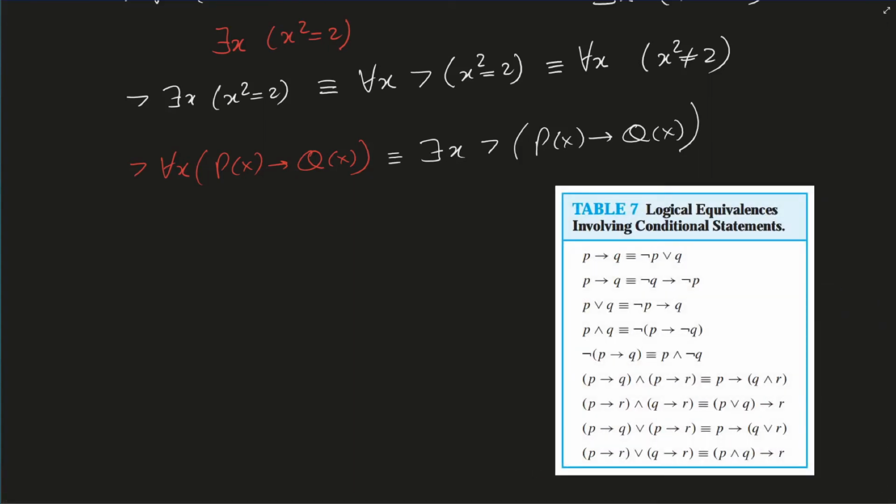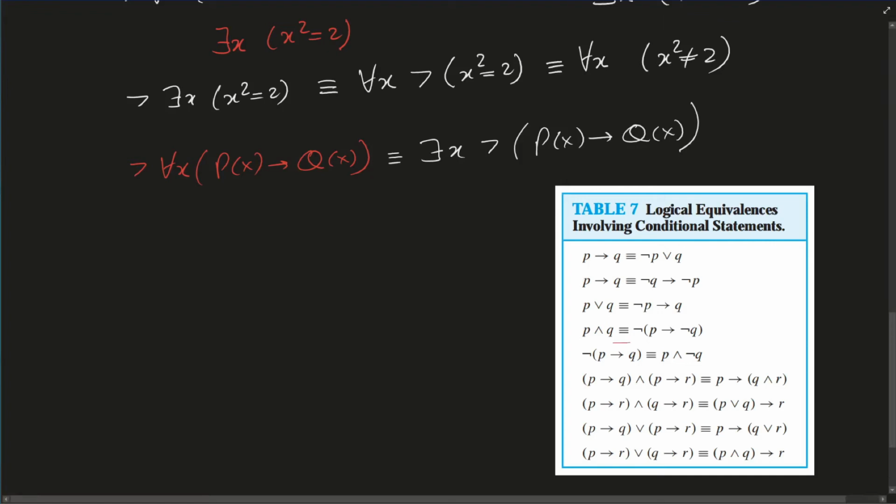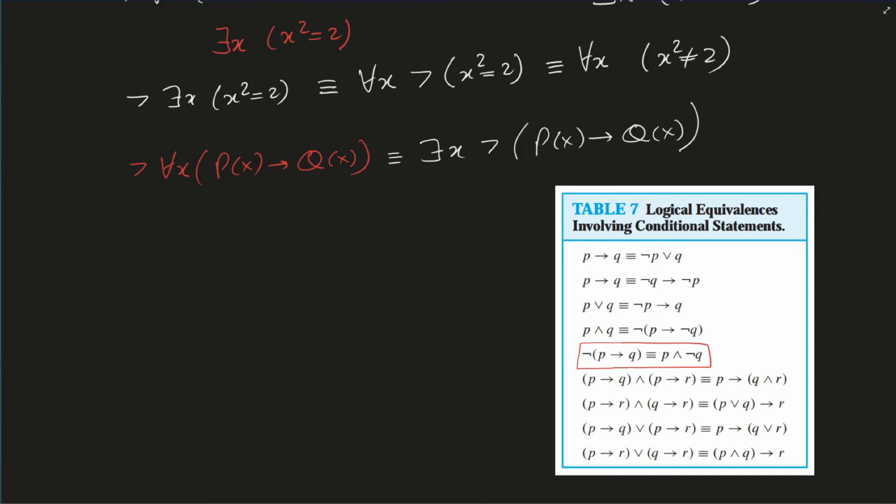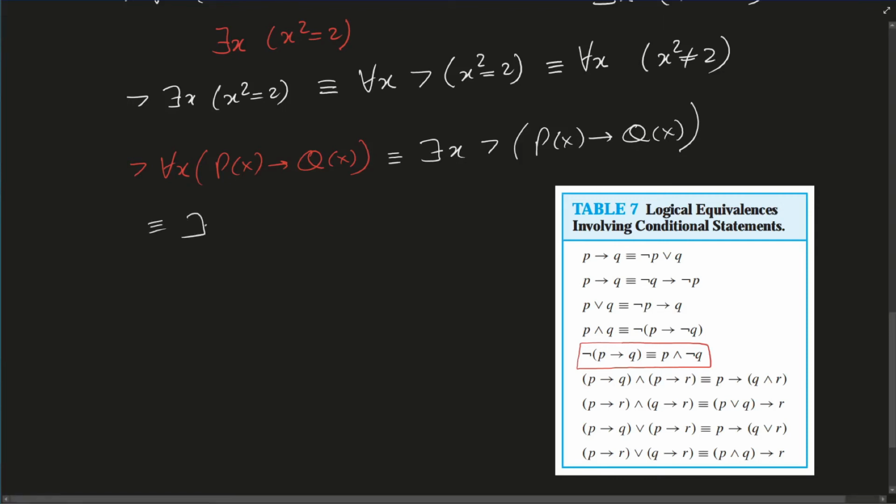where the negation of an implication can be written as a conjunction between P and not Q. So we can rewrite this as there exists an x such that P implies Q negates to P and not Q. So we can say P of x and not Q of x. And that's your final answer.